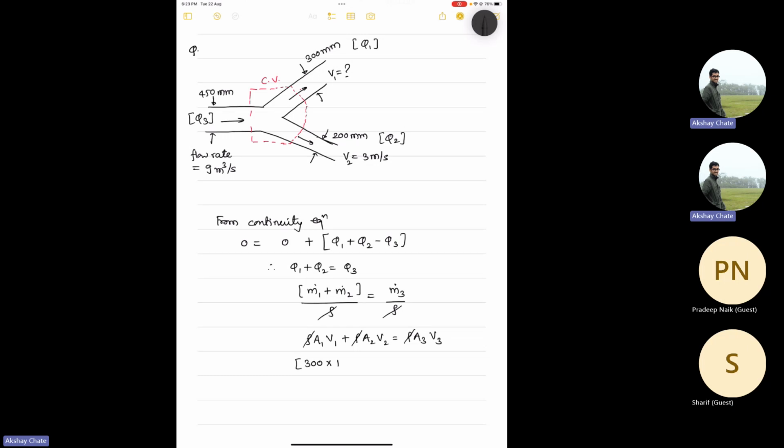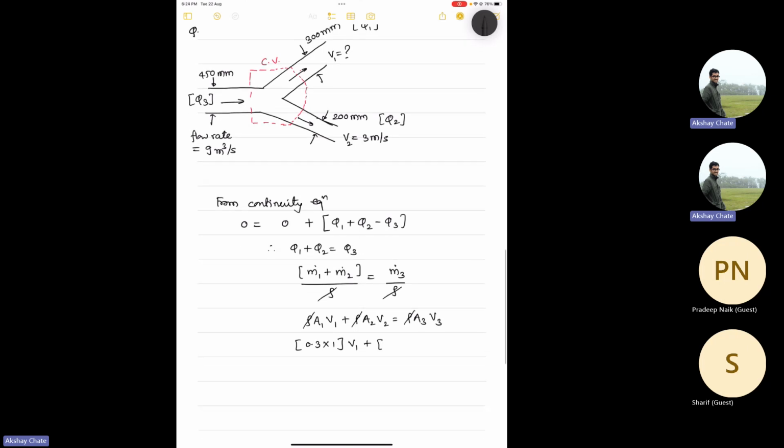Okay, this 300 will become 0.3 meter, because we are taking unit depth. V1 is unknown, that is to be found. A2 is again 0.2 into 1 because there is a unit depth. V2 we know it is 3, given in the question. Now in the question Q3 is directly given, which is 9 meter cube per second. We don't know A3 and V3 individually, but we directly know their product. Area has the unit of meter square, velocity is meter per second, so it is meter cube per second. So this is the actual value of A3 V3. We don't need them individually at all.